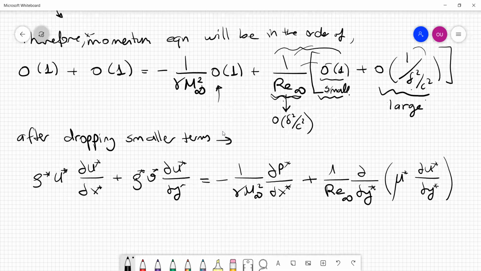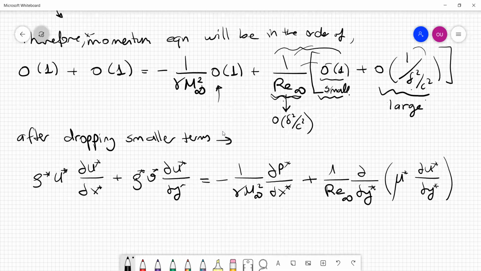Well, what happened here? First of all, let's recap. The order of magnitude analysis did not change anything for the conservation of mass equation. The order of magnitude analysis did help a little bit in terms of simplifying the equations, because we were able to ignore one of the terms in the viscous term, so it doesn't show up in the equation anymore.